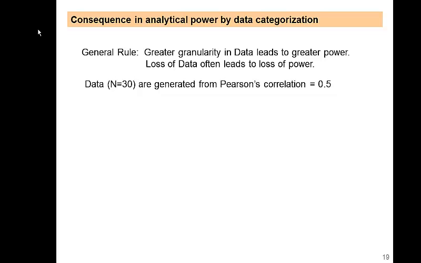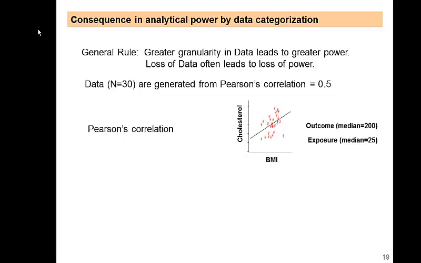So I conducted a fun simulation, as I wanted to see the impact of loss of information on statistical power. First I generated data from 30 patients on their BMI and cholesterol. I want to examine the association between BMI and cholesterol, and the Pearson correlation coefficient is set to 0.5.